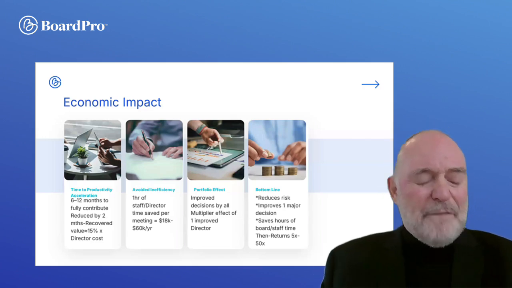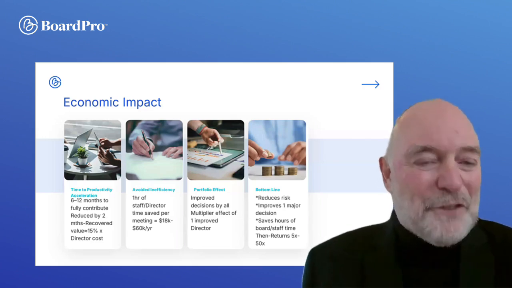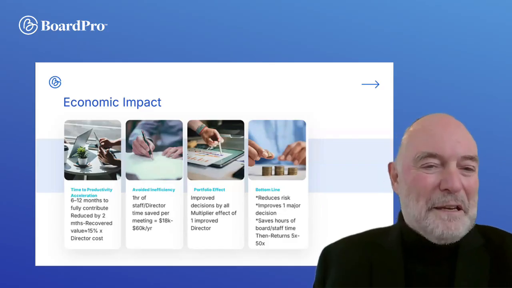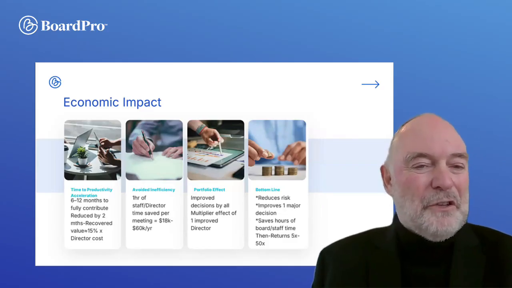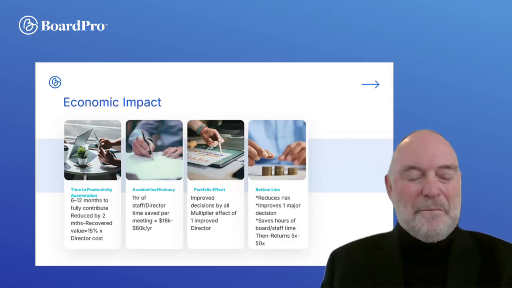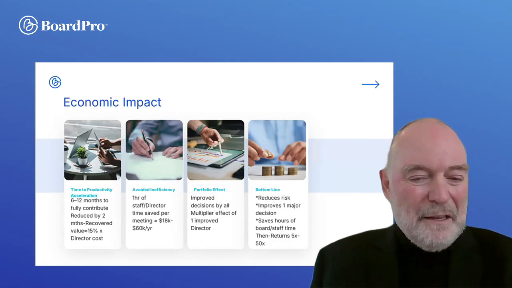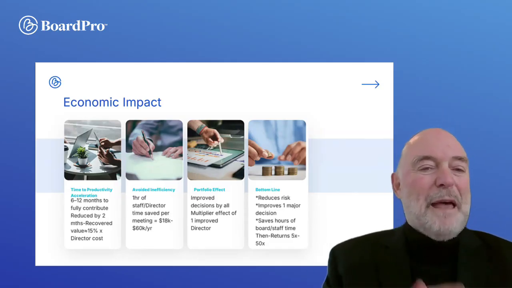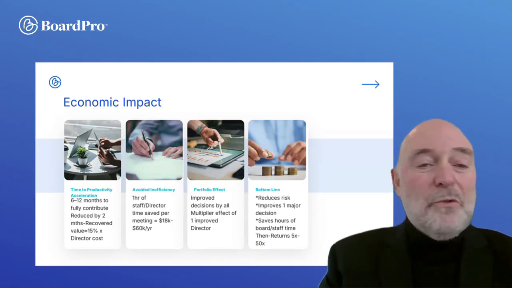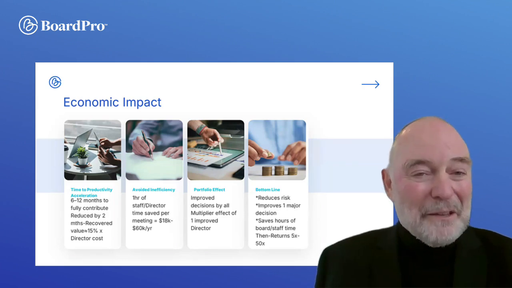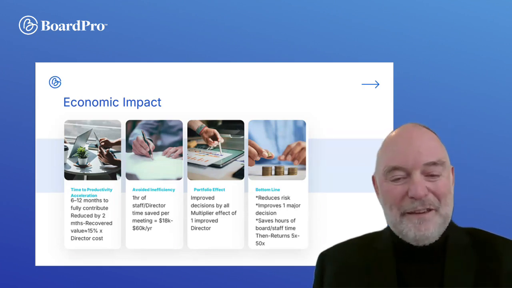Avoided inefficiency. If you are able to save staff time, of 1 hour per board meeting, by not having to reply to things that they shouldn't have had to reply to, or trying to bring that new director up to speed because they've been confused by something, that has a huge impact on savings. There's a multiplier effect. If you have that new director coming on and really adding value to the board and what they're doing, that's also a behavioural cue for other directors to maybe emulate that as well. So there's that cumulative effect.